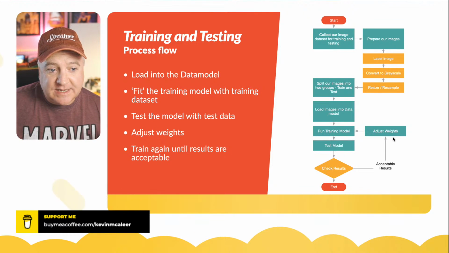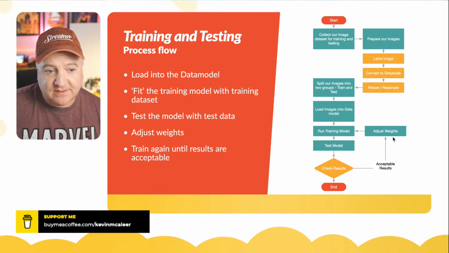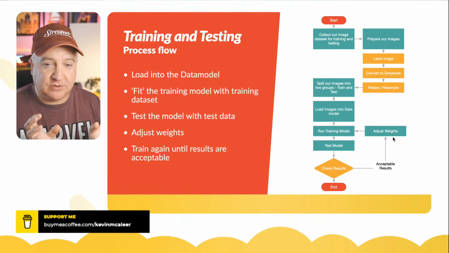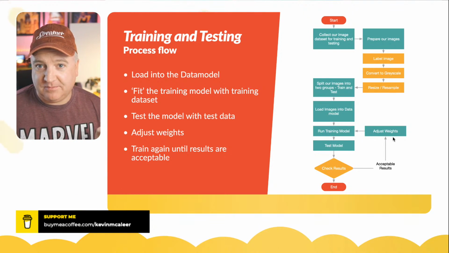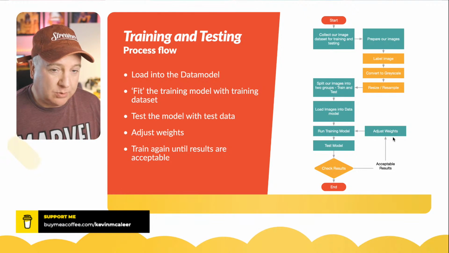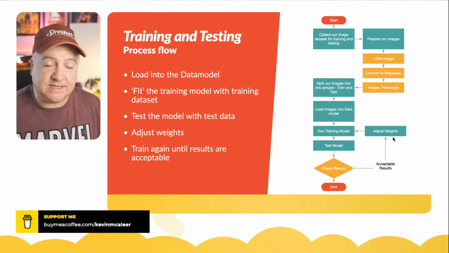So we need to load the data into the data model. We need to fit the training model with the training data set, and you do normally separate out your training data, your test data, and your validation data, having 3 different sets. Two of the sets it might have seen before, but the 3rd set it will have never seen, and that's how you can see if it's actually detecting things.